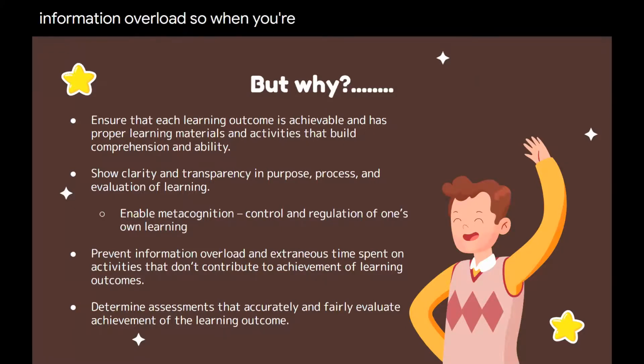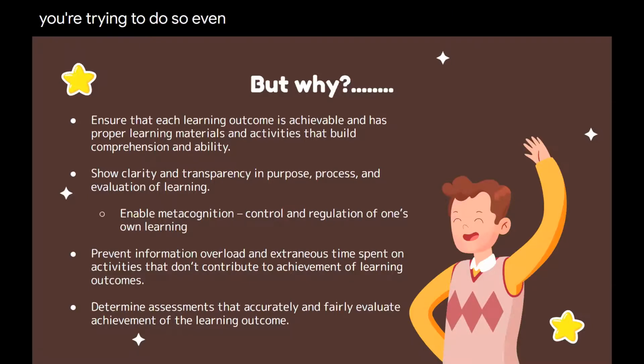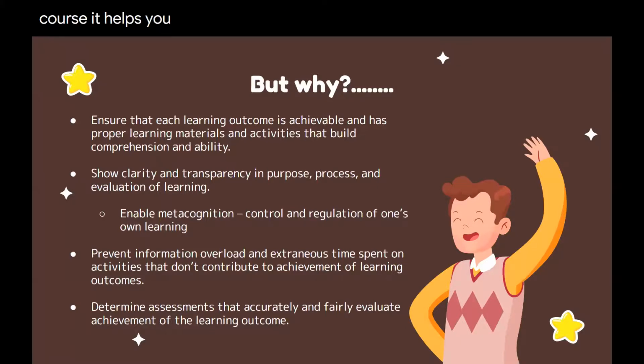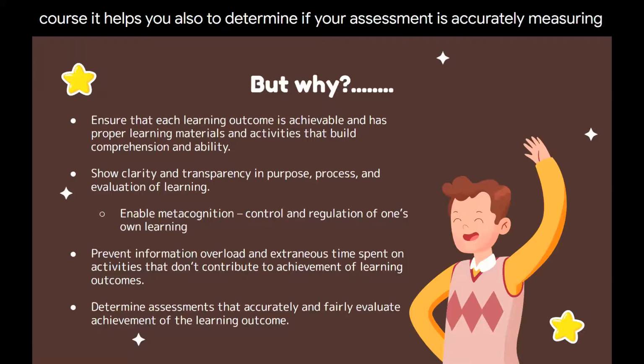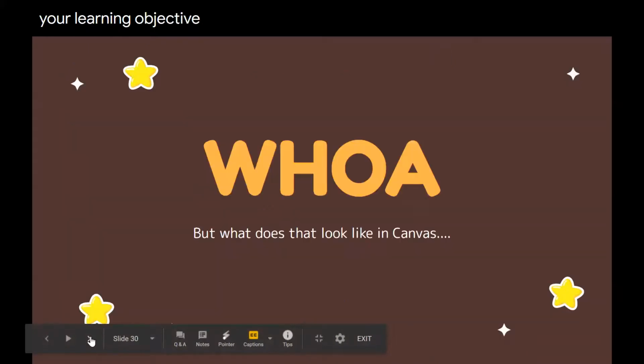So when you're creating this alignment map, you may see some things that you don't really need that aren't exactly aligned with what you're trying to do. So even though you may love those activities, you may have to cut them out, or you may find that they fit better somewhere else. And then, of course, it helps you also to determine if your assessment is accurately measuring your learning objective. But what does that look like in Canvas?